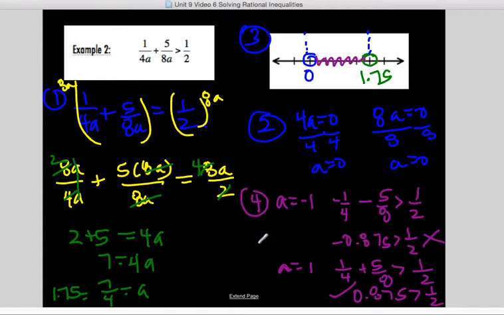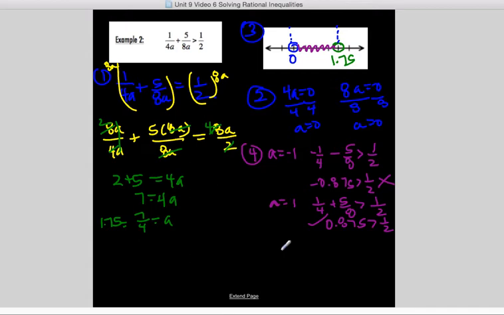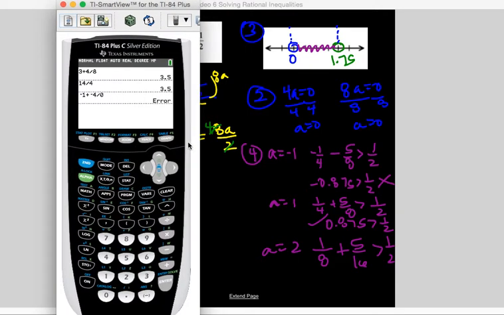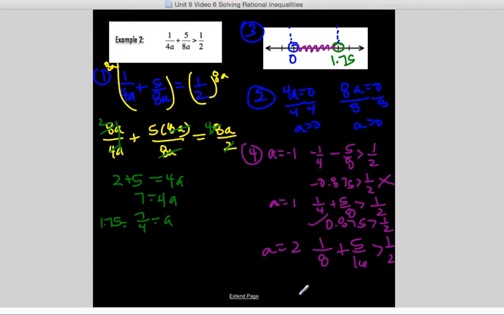And lastly, I need to check right here. So a number greater than 1.75, let's go ahead and do 2. So a equals 2. I would have 1 over 4 times 2 is 8, plus 5 over 8 times 2, which is 16. Is that greater than 1/2? Okay, so we can check on our calculator, just so we all know how to do it. So it's 1 divided by 8 plus 5 divided by 16. Okay, is 0.4375 greater than 1/2? No, it is not, so that is not a solution.